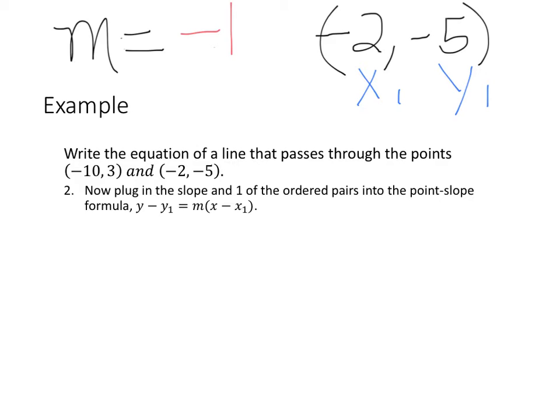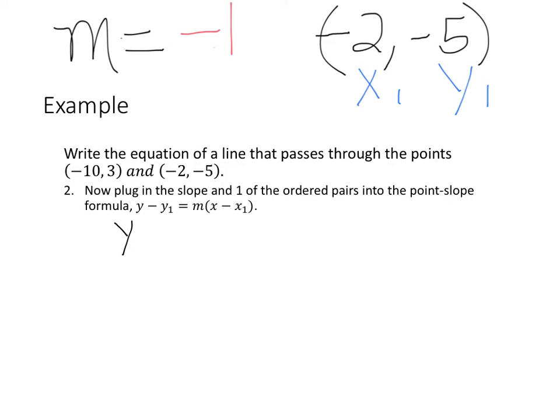Alright, now I'm going to take that slope and one of my ordered pairs and I'm going to plug them into the point slope formula. You'll notice I have my slope and the point I'm going to use at the top. I'm using the second ordered pair because, as we've discussed before, it doesn't matter which ordered pair you use because both of them are points on the same line, therefore they have the same equation.